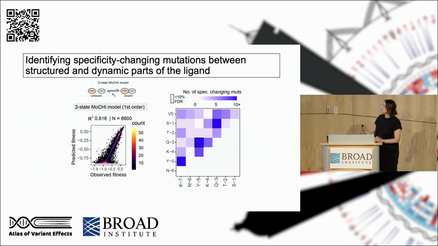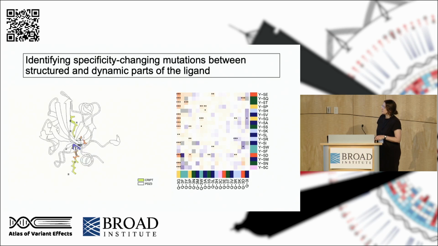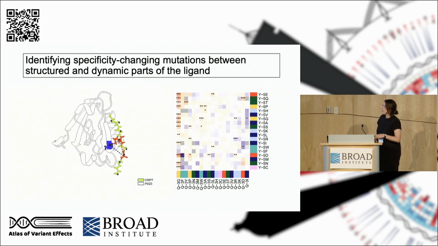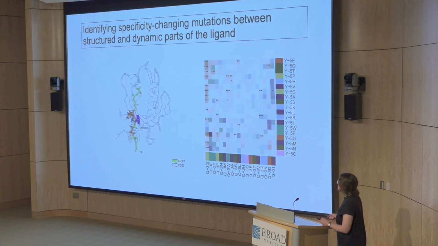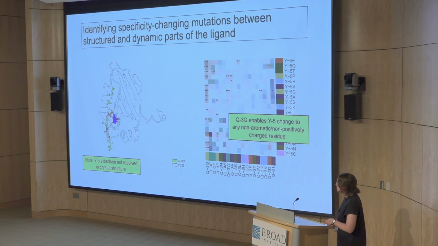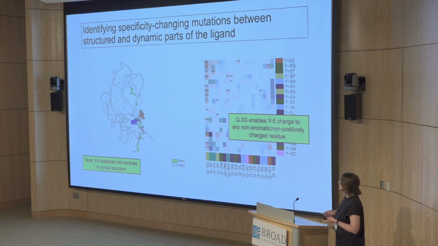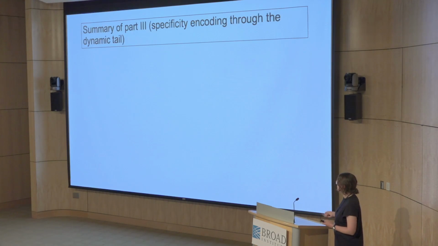We again did the same modeling approach, and we found one significant pair of residues, this glutamine here and this tyrosine. And when we plot it on the structure, we see that these could potentially have side chain interactions. And they both interact with the same residue in PDZ. And there are very specific mutations that drive the specificity encoding. And what's really cool is that the side chain in this dynamic part is not actually resolved. So we're able to understand using DMS something that we would not be able to see in the structure.